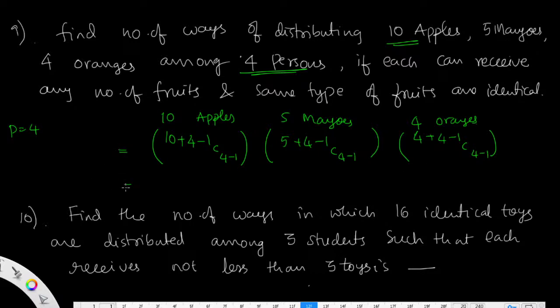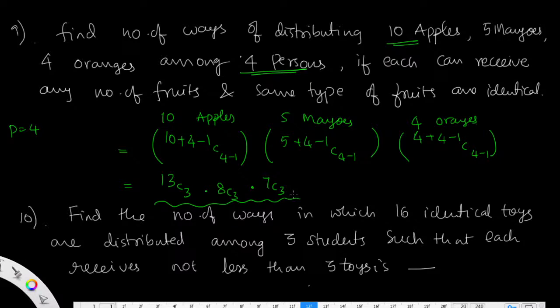The answer is 13C3 into 8C3 into 7C3. That's all. This is the answer. 10 apples, 5 mangoes, 4 oranges. The total value is 13C3 into 8C3 into 7C3.